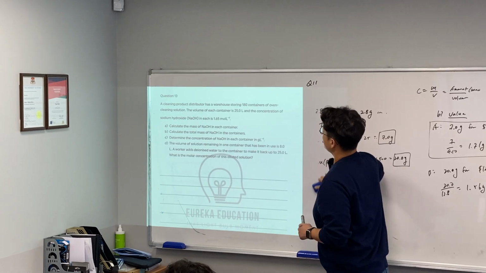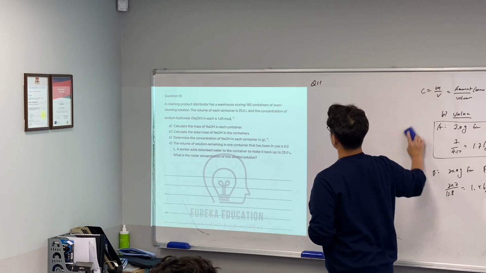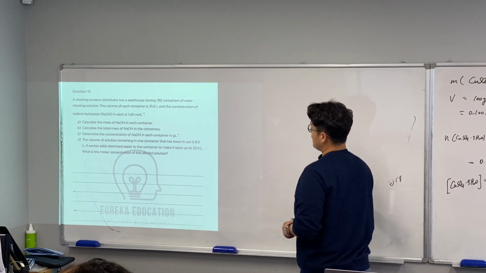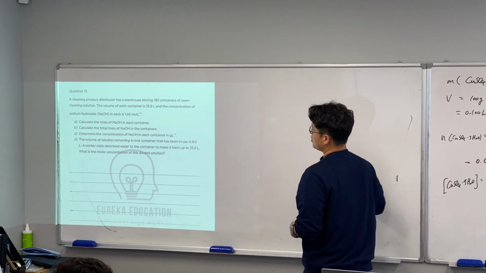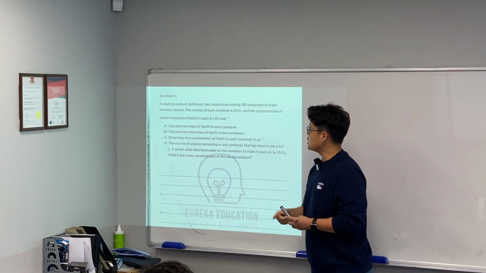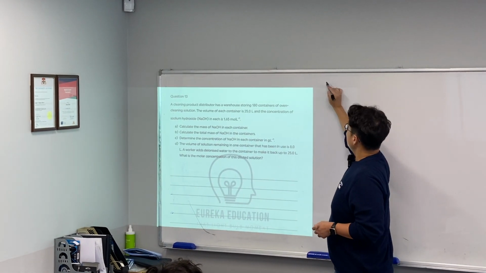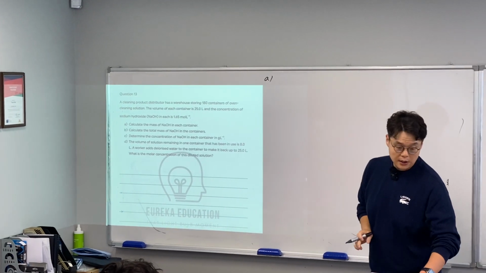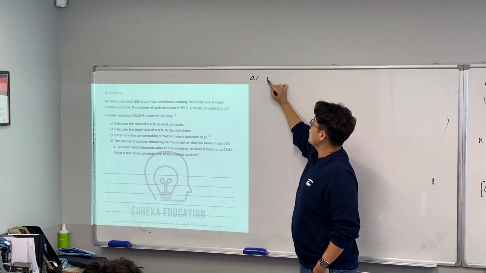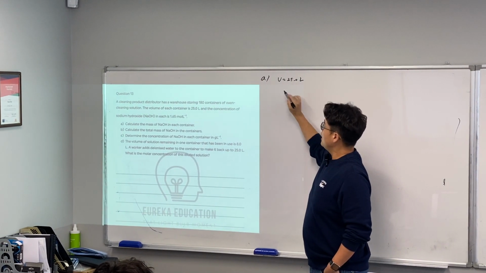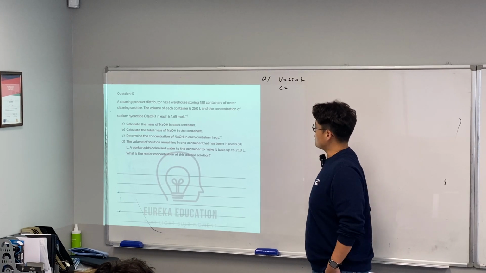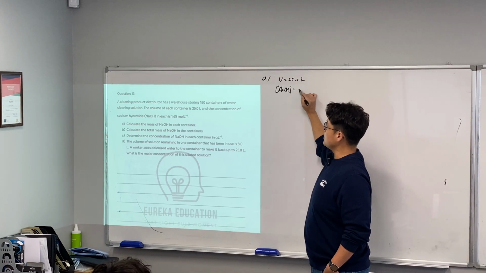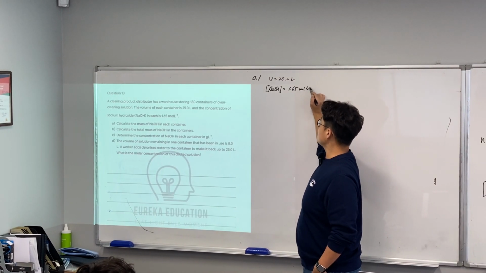A cleaning product distributor has a warehouse storing 180 containers of oven cleaning solution. The volume of each container is 25 liters and the concentration of sodium hydroxide is 1.65 mole per liter. Okay, 13A. Calculate the mass of the sodium hydroxide in each container. So, given that we have a volume of 25.0 liters, and the concentration of sodium hydroxide is given as 1.65 mole per liter, like this.